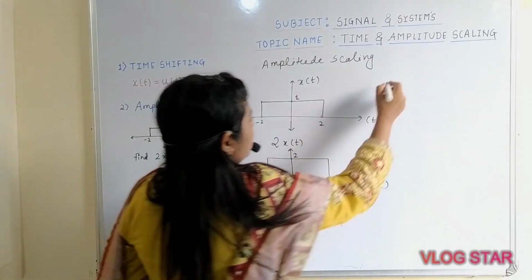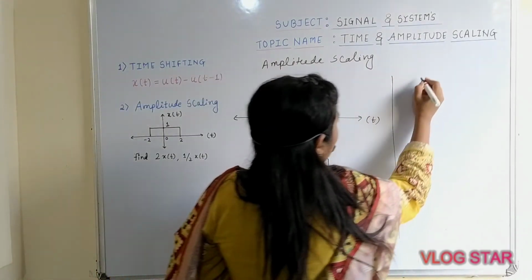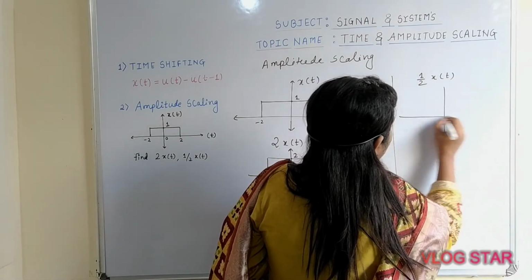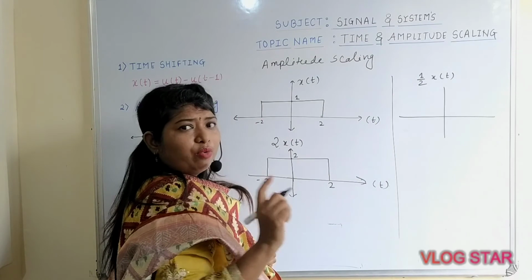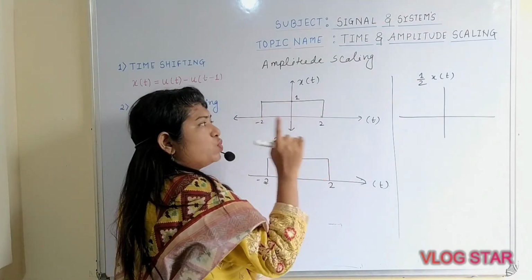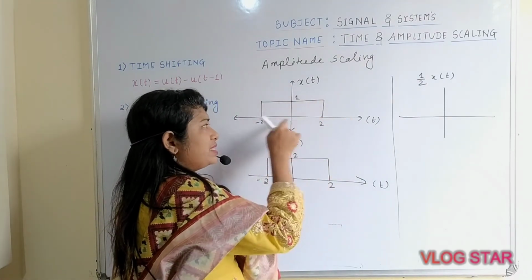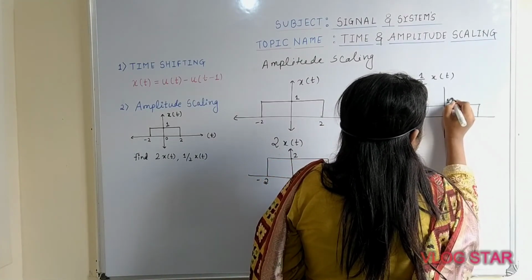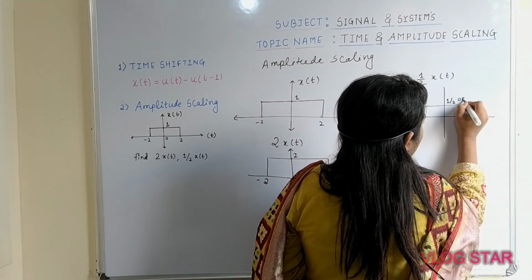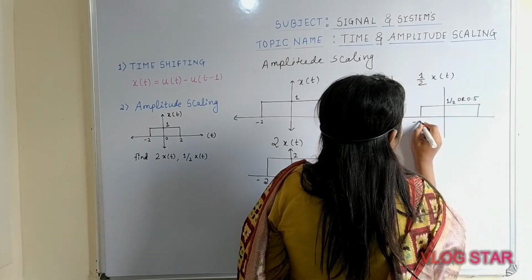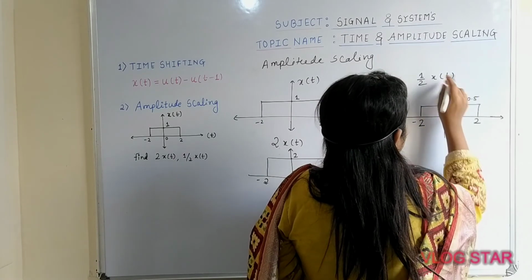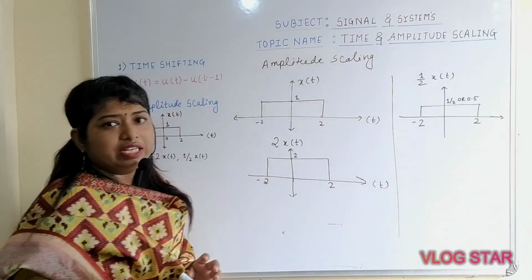Now the next example is to calculate half of x of t. How are you going to do it? Same procedure you have to follow. Now the amplitude is 1. If you divide the given signal by 2, what would be the new amplitude that you need to consider? It is 1 upon 2, or you can consider 0.5. On the x-axis the range would be from -2 to 2. This is the half into x of t signal.